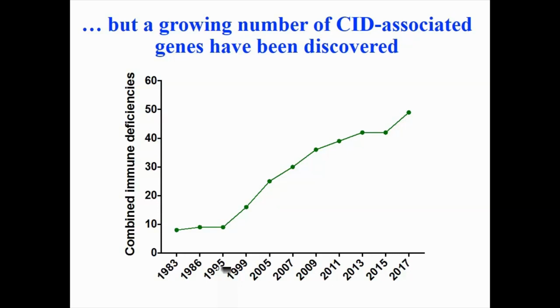For the most part, this increase is a reflection of an increasing number of genes that have been identified that, when abnormal, may cause combined immunodeficiency. But again, we also know that different mutations of the same gene may cause different diseases, and so this number is basically the sum of the new genes plus new phenotypes.